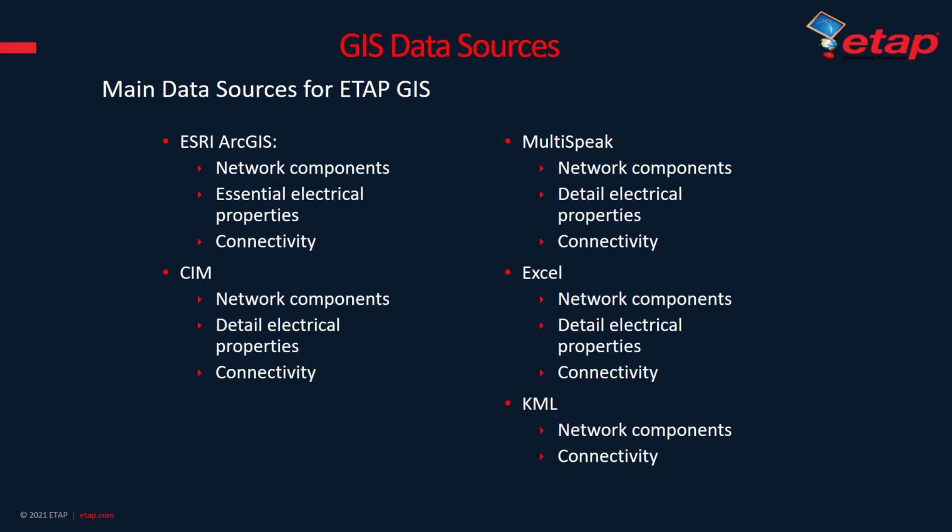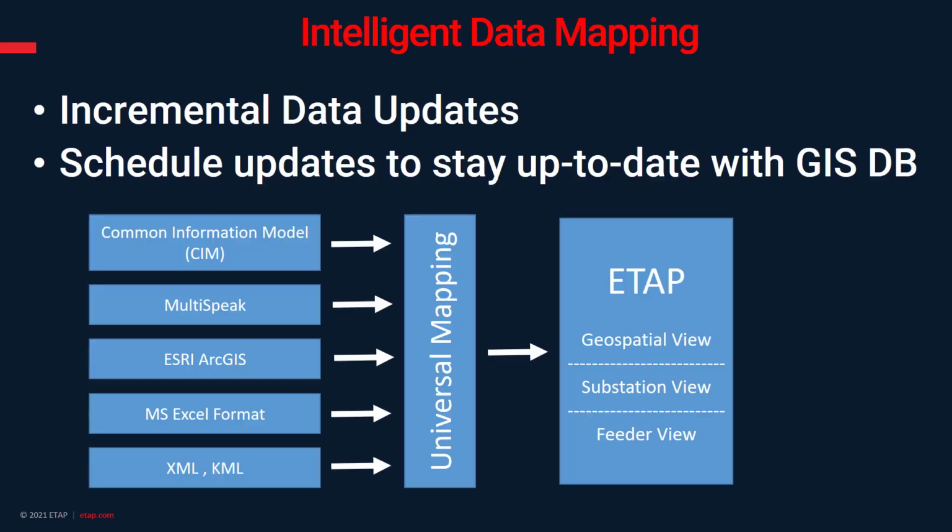GIS data sources: the main data sources for ETAP GIS are going to be ESRI ArcGIS, CIM, which is a common data model language for information exchange in the electrical utility industry. It also supports IEC 61970 and IEC 61968 standards. MultiSpeak, which is a specification or standard that defines a standardized interface between software applications used by rural electrical utilities or co-ops, and also Excel as well as KML data formats.